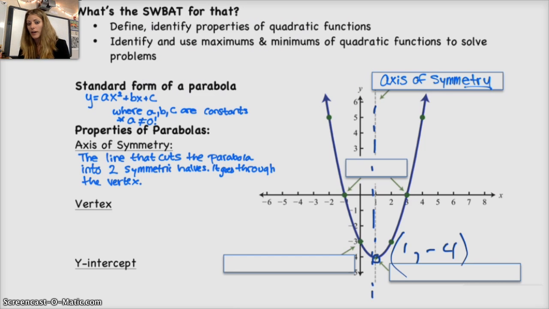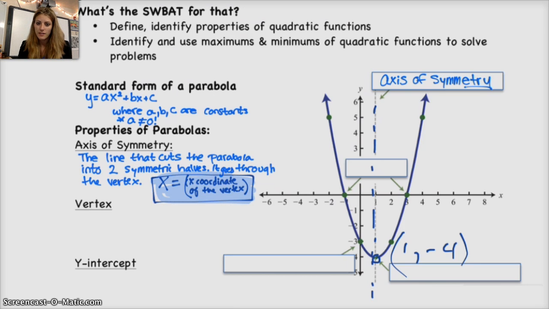If y is 4, x is 1. If y is 5, x is 1. If y is negative 70, x is 1. So it creates that line. So that is the equation of the line of symmetry. In this particular case, the axis of symmetry is x equals 1.